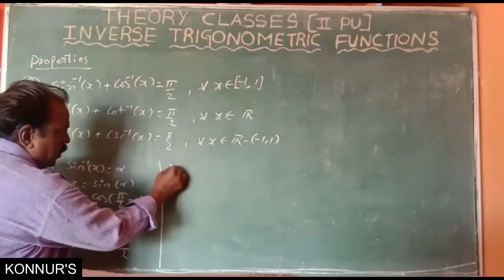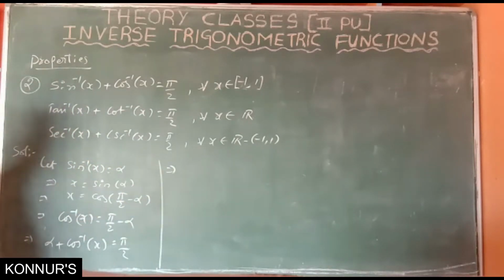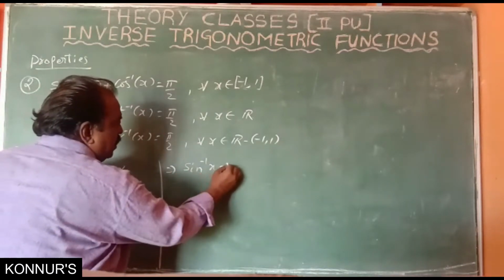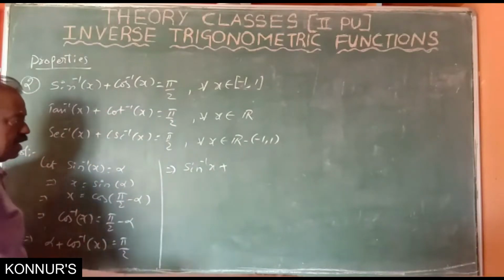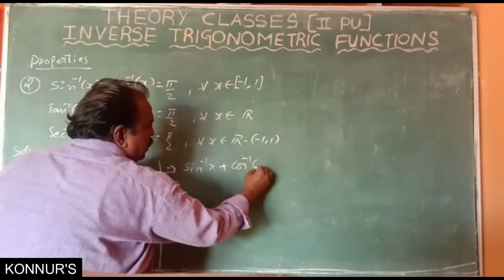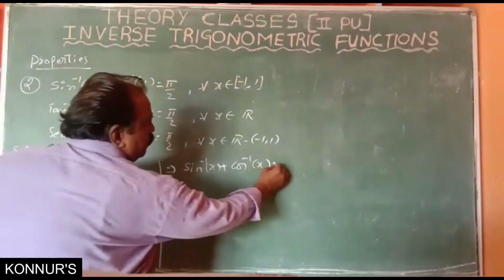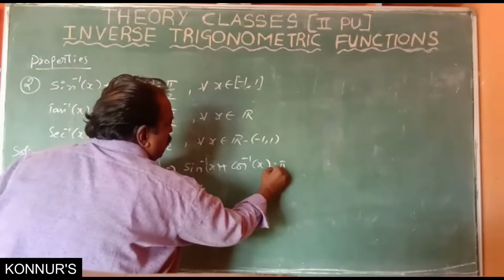Now the continuation. What is alpha? Alpha, by our assumption, is sin inverse x. So this is sin inverse x plus cos inverse x is equal to how much? Pi by 2.